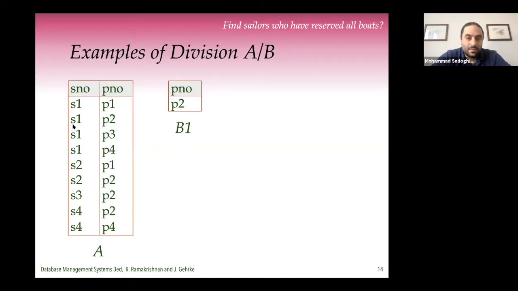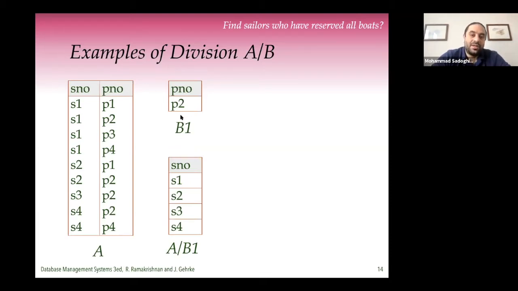Has S1 reserved P2? Yes. Has S2 reserved P2? Yes. Has S4 reserved P2? Yes. So the answer is pretty simple: if this is our boat table, then finding all sailors who reserved all boats, given that this is all the boats that we have, gives us S1, S2, S3, and S4.